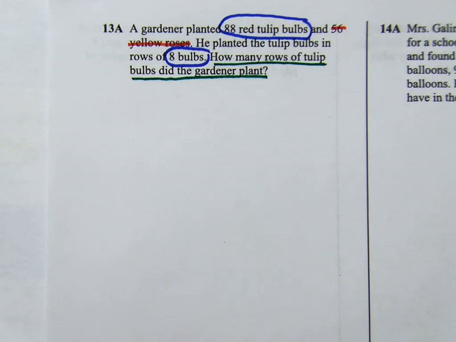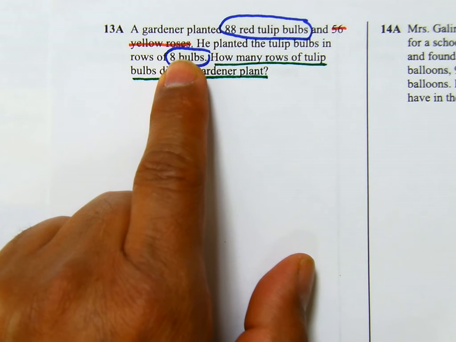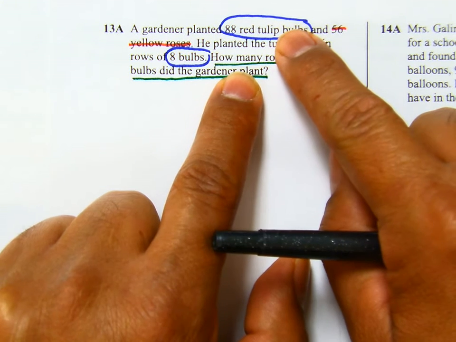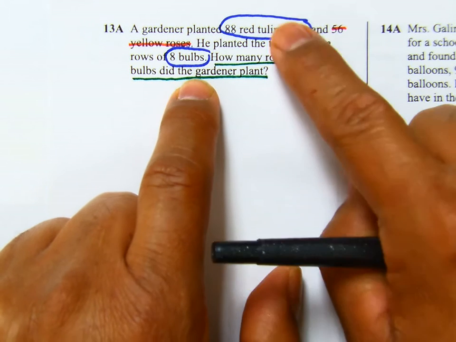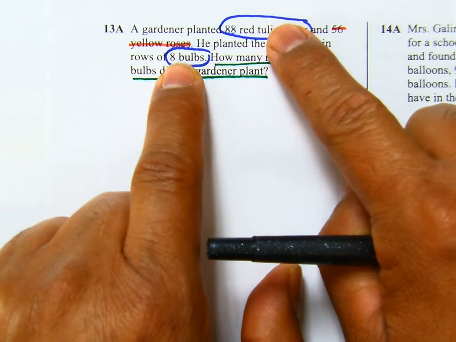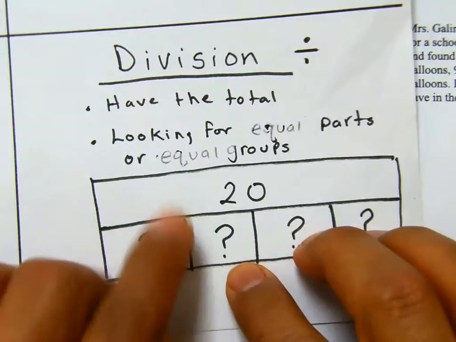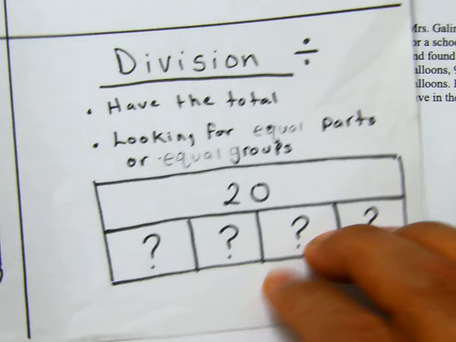Now we need to determine how to solve this. I know there's 88 tulip bulbs, and they were planted with 8 bulbs in each row. We want to know how many rows were planted. So if we take the 88 and put them in groups of 8, that should give us our answer. If we're putting a total into equal groups, that means we're going to divide, because in division we have a total and we're looking for equal parts or equal groups.